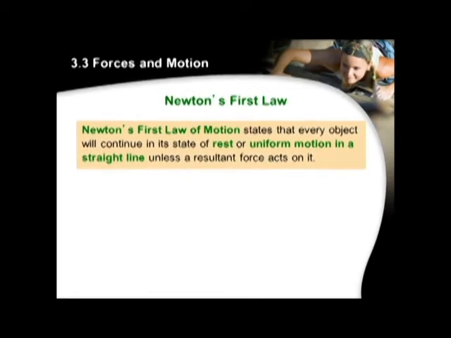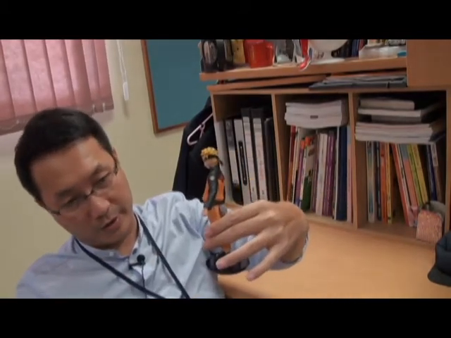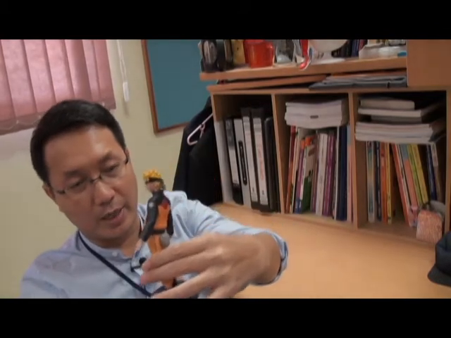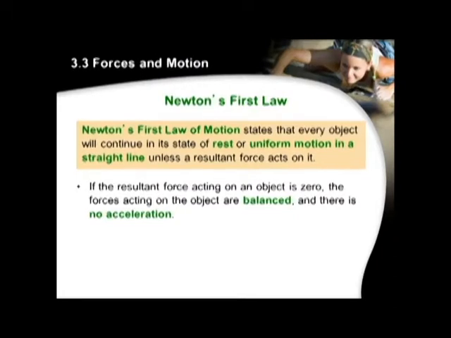will continue in a state of rest unless a resultant force acts on it. So as you can see from this figure, it is not going to move unless a resultant force acts on it. Or if it's in outer space and I give it a slight tug and it begins to float, it will continue in its state of constant motion in a straight line, unless a resultant force acts on it. If it's stationary, it is reluctant to move. If it's moving, it is reluctant to stop or change direction. So this is the law of inertia, Newton's first law.